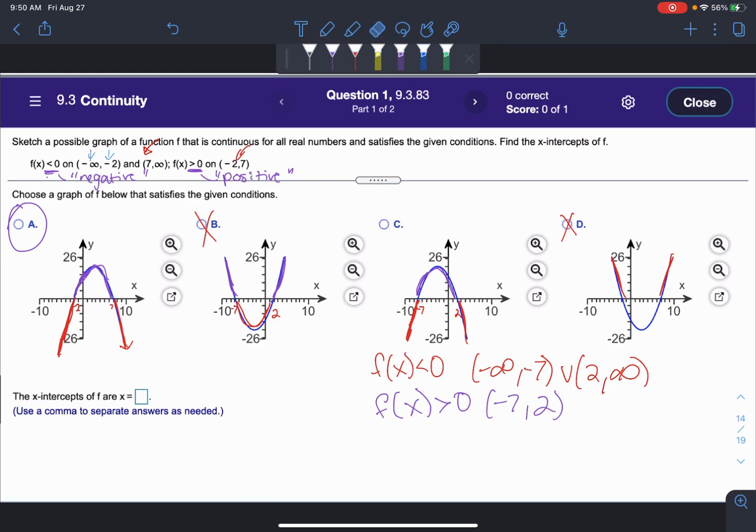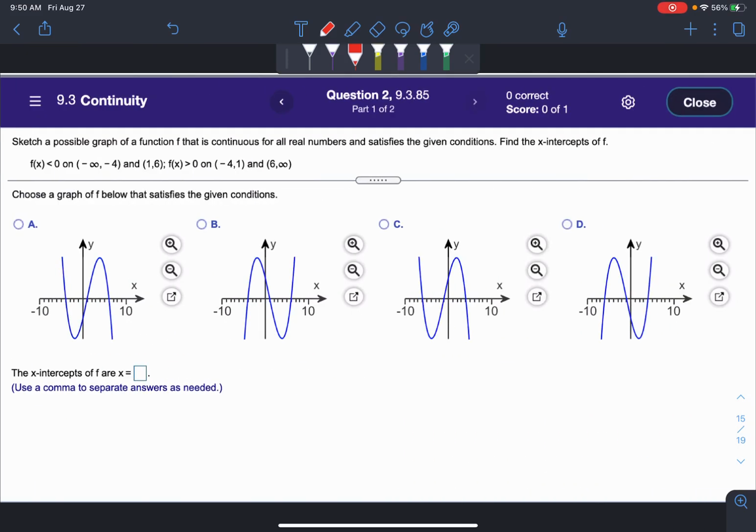So if we use A, now that we know that's the right answer, our x-intercepts are where the function hits the x-axis, okay? So this is really where y is equal to 0. And so graphically, we found this to be -2 and this is 7. So our x-intercepts are -2, 7.